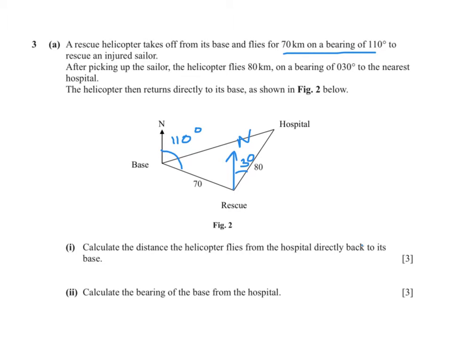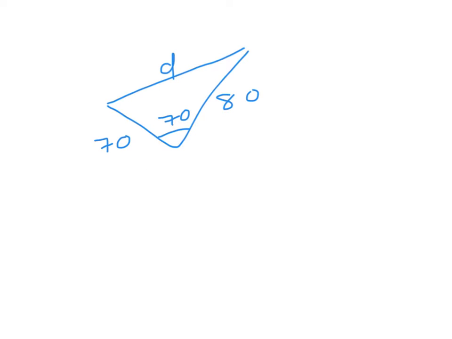So what we need to do is work out the angles that are actually in the triangle. And what we know is we have a U shape, so the two angles must add up to 180. So this angle is 70. So now I have a triangle with two sides and an angle, and I want to find out the third side, so I'm going to use the cosine rule.